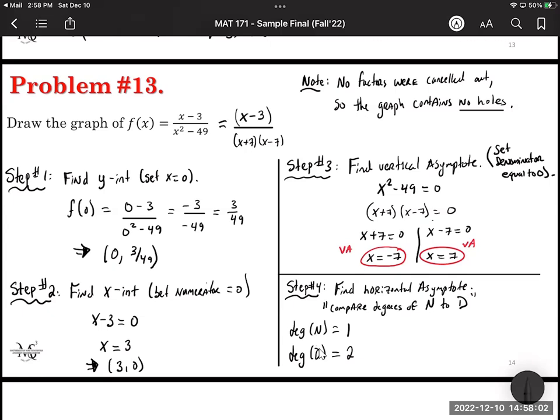So what statement could I make regarding n versus d? Is n less than d? Is it equal to d? Or is it greater than d? N is less. That's right. N is less than d. So because n is less than d, what do I know about my horizontal asymptote? Well, the horizontal asymptote is going to be the line y equals what? 0. Y equals 0.